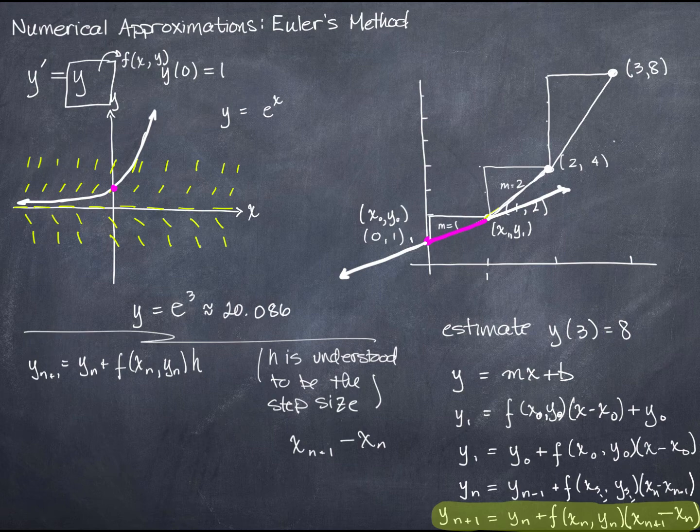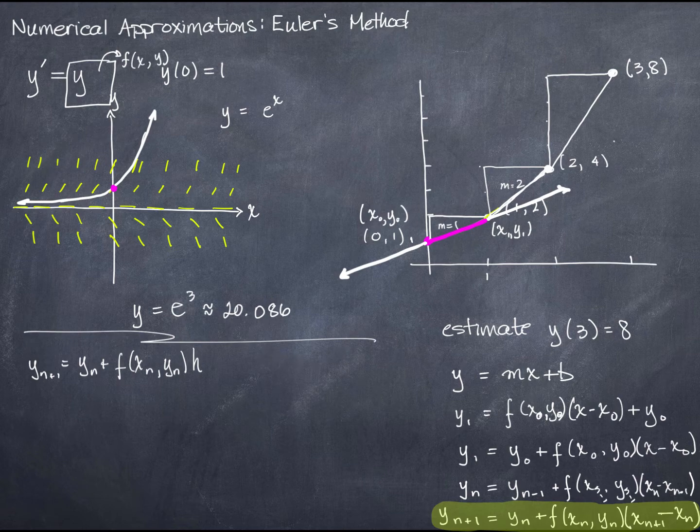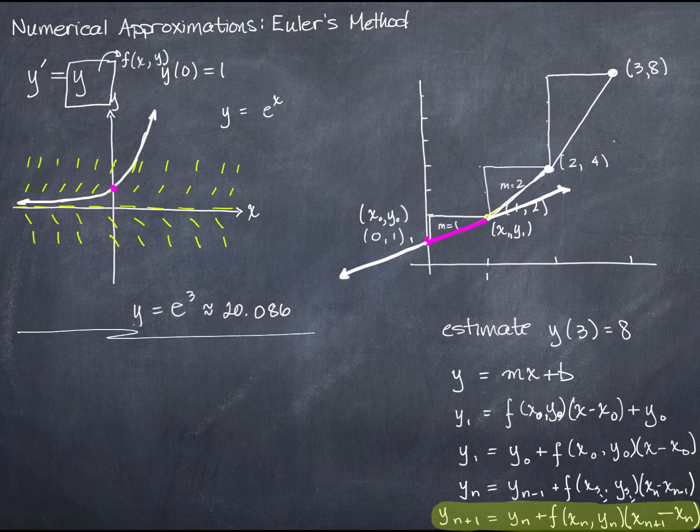I think I'm going to erase some of this stuff down here because that's not really the one we're going to be working with. I'd like to take just a moment and do this same example that we did a minute ago, using a smaller step size, but also using this formula. And I'm going to do that by making a table.